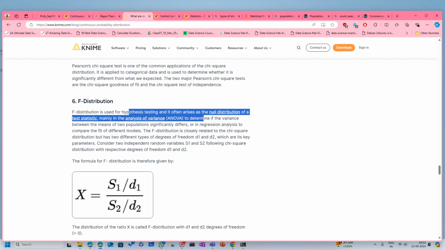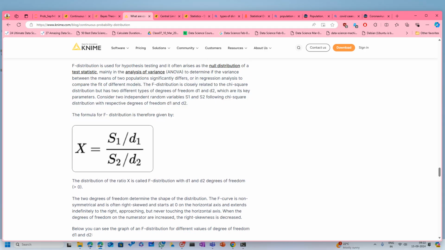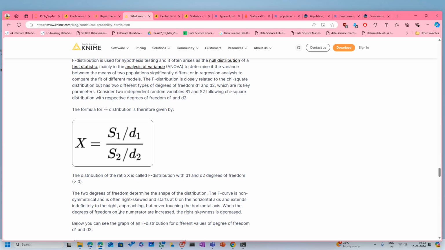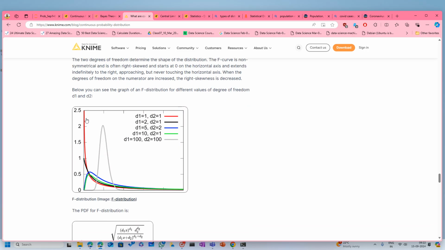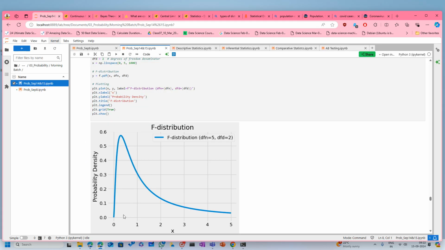We will see what ANOVA testing is, how to do it, what it tells, and how to understand the various distributions using ANOVA. We will also learn what degrees of freedom are. So all of that we will learn. For now, just understand that the F distribution starts like this. For this you will do transformations to convert to a normal distribution. The F distribution looks something like this.